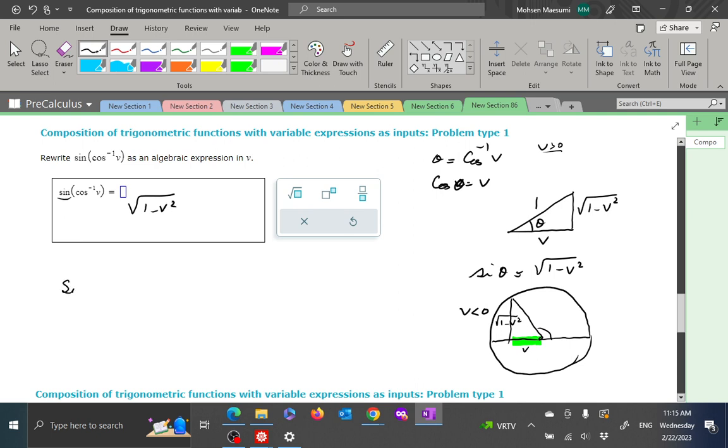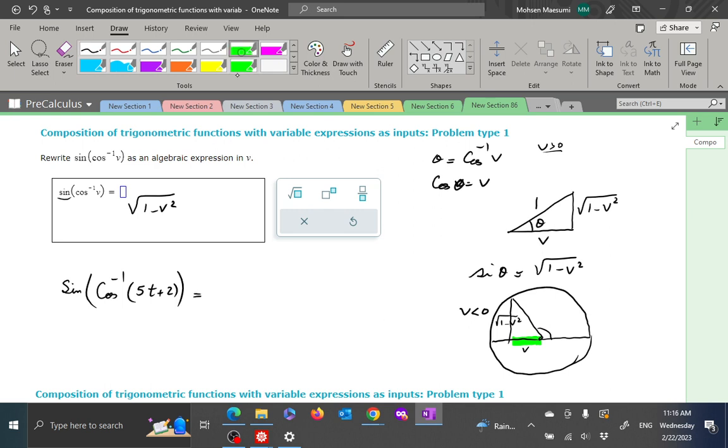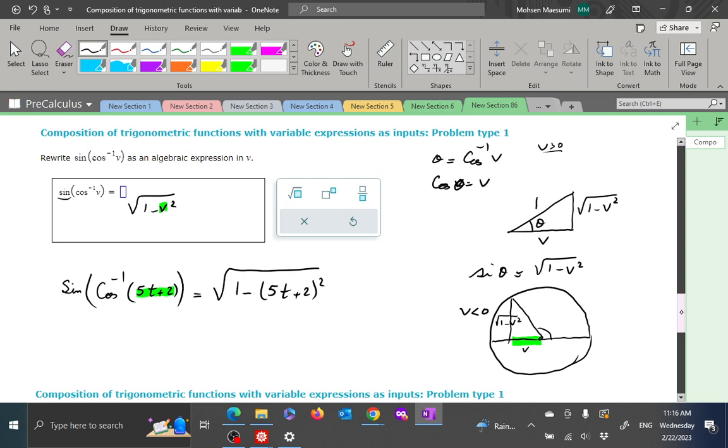For the sake of practice, let's write something like the last problem. Suppose I had sine of cosine inverse of 5t plus 2. What would I do? It's simple. I just substitute this for that, whatever it is. So just make sure the parentheses is still there, 5t plus 2. And then that's our answer.